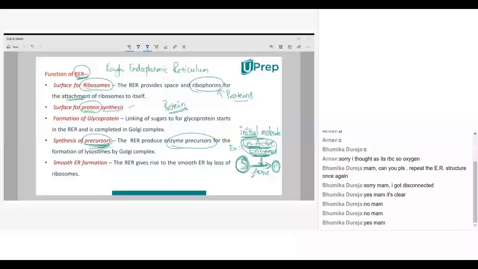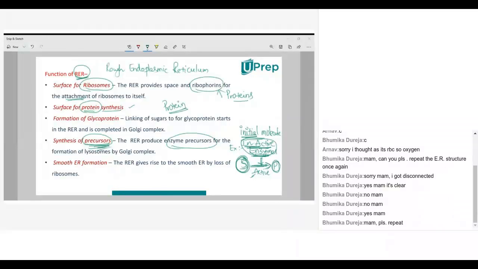Yes, are you done? Shall I move on, or shall I repeat the precursor point and protein point again? Yeah, fine, Bhumika. That's what.